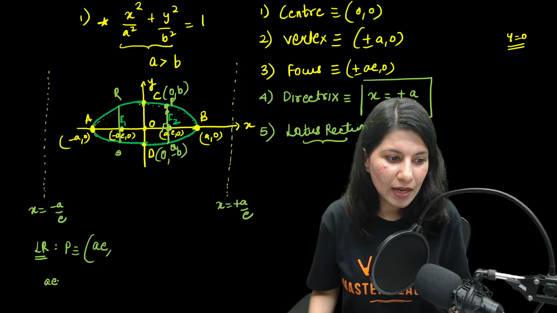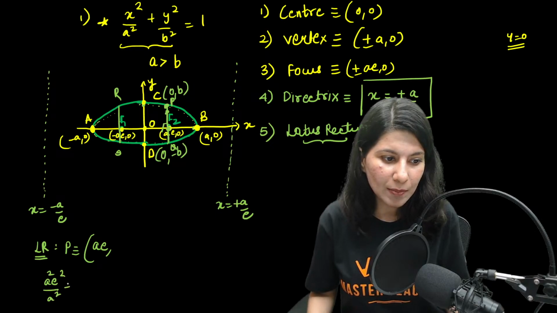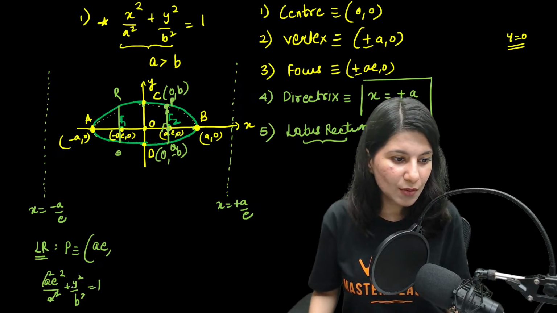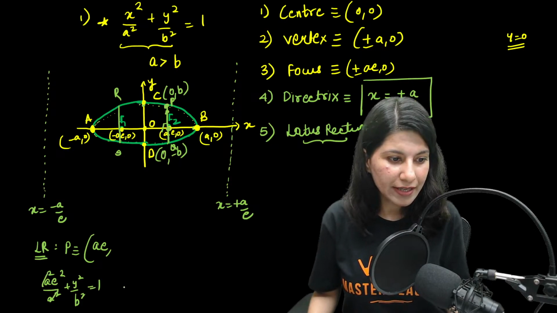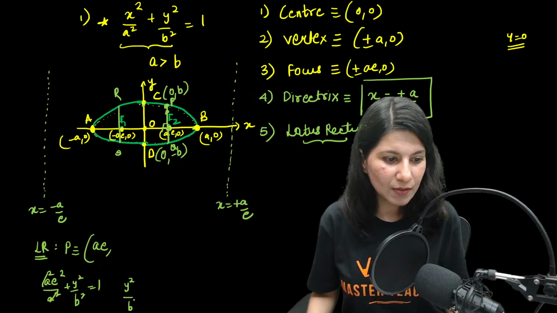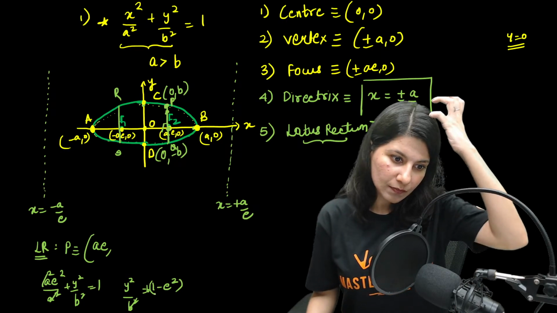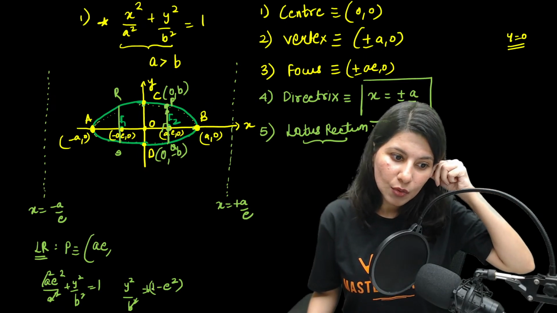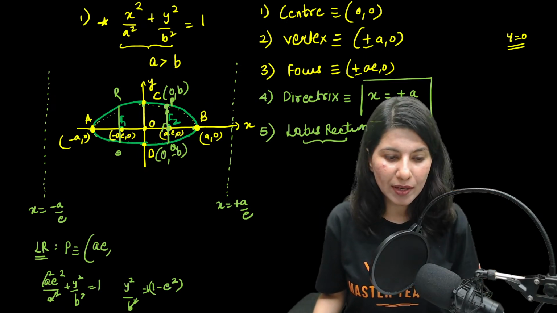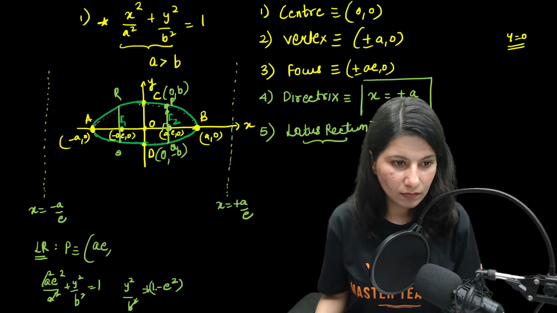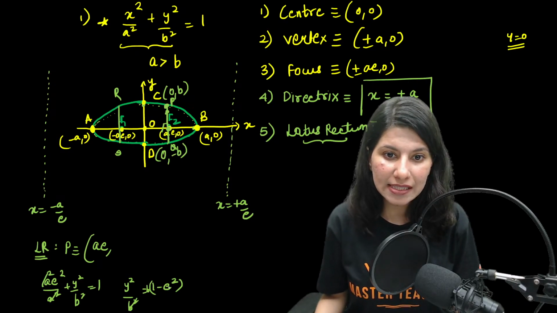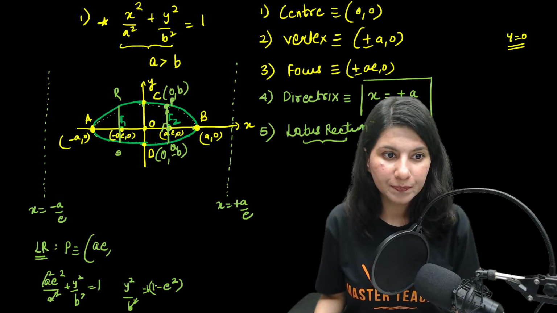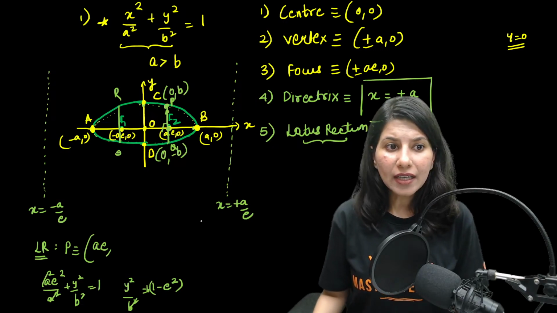So a^2e^2/a^2 plus y^2/b^2 equals 1. So y^2/b^2 equals 1 minus e^2, and this will be b^2, right? Okay. So (ae, b(1 minus e^2)). Basically this is 1 minus e^2, okay? Latus rectum.